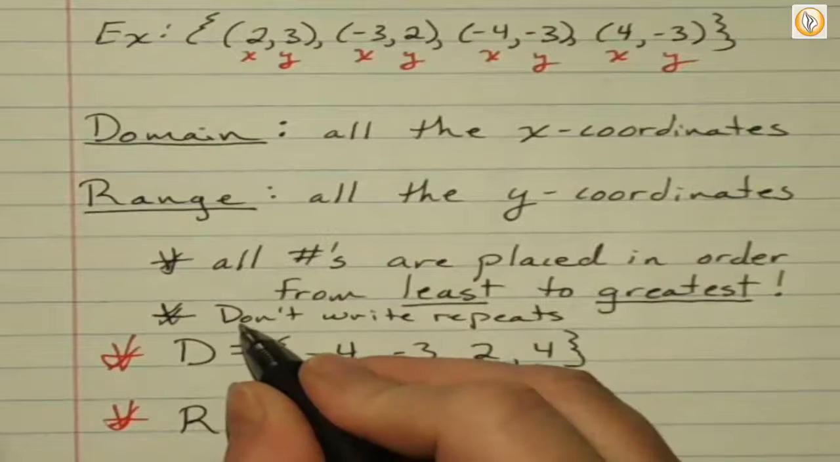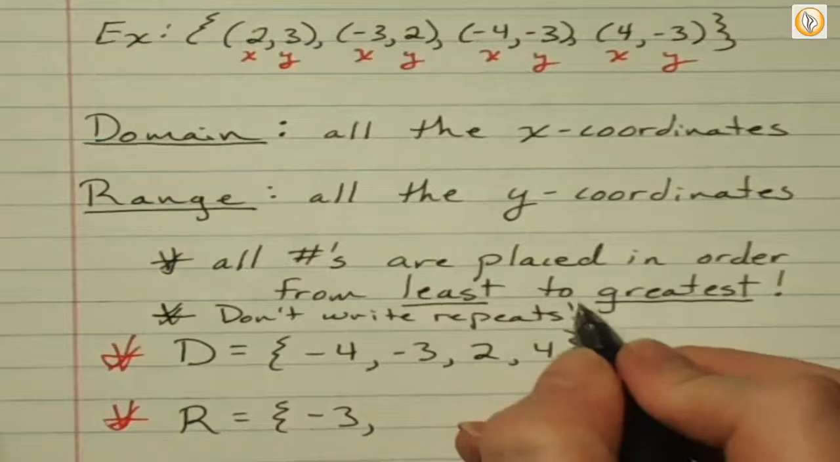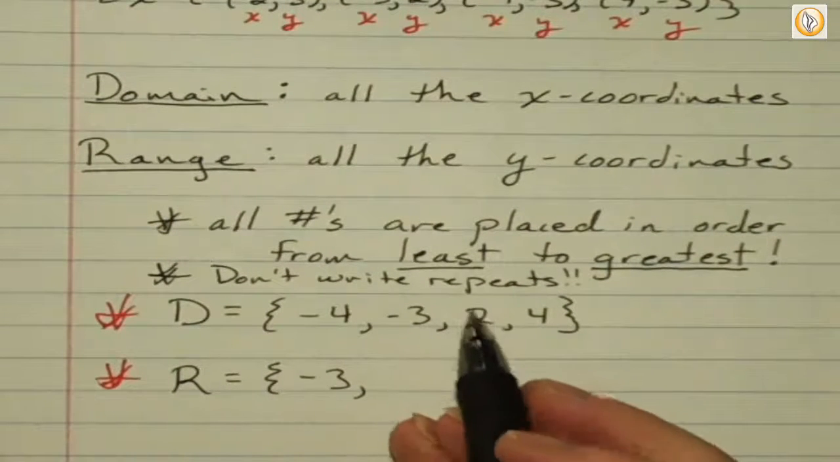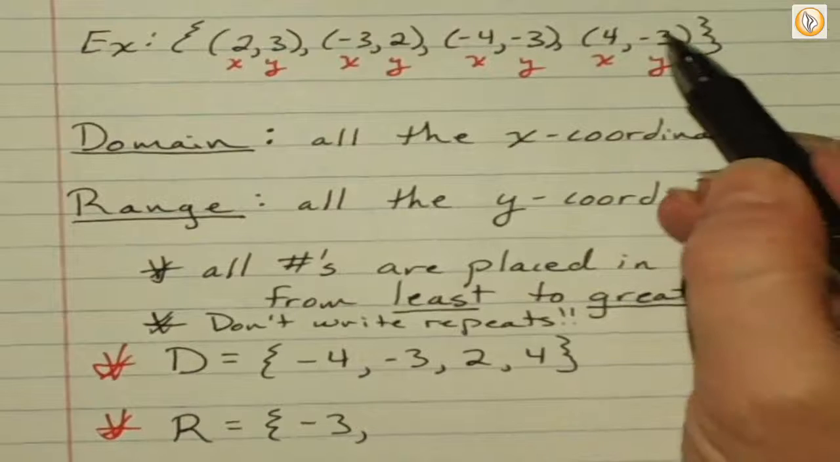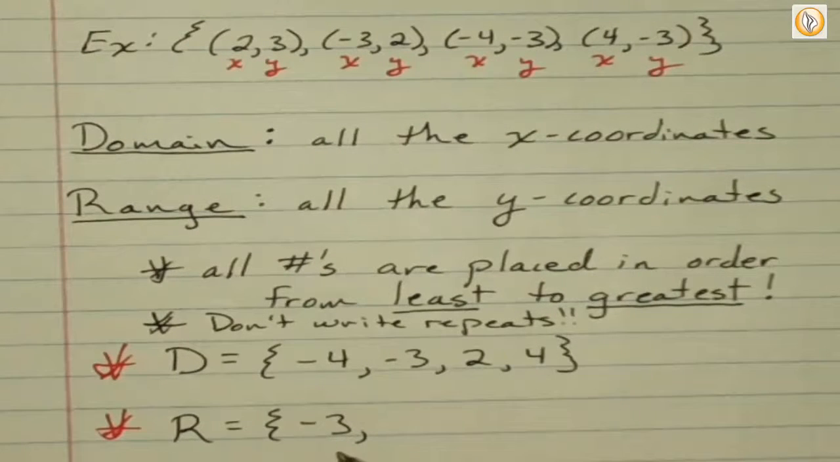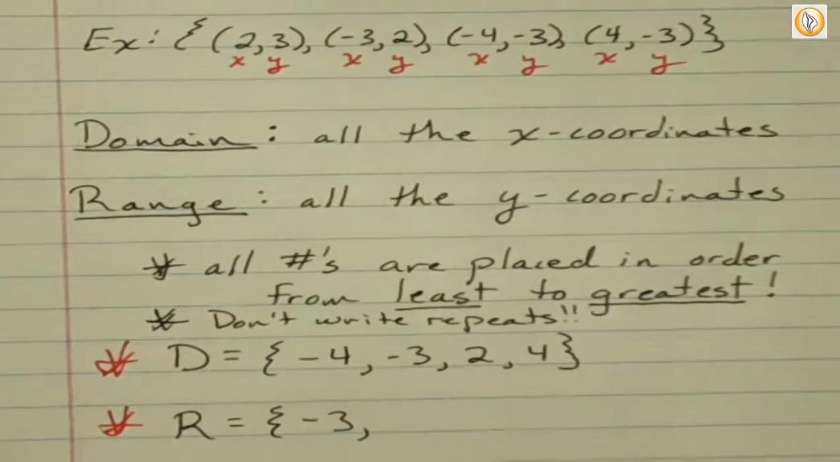Oh look, it's capitalized. Yeah, it's capital. Okay, don't write repeats. So you're correct, there's 2 -3s for y's. You only have to write it one time. Also, a sentence doesn't have 2 punctuation marks.